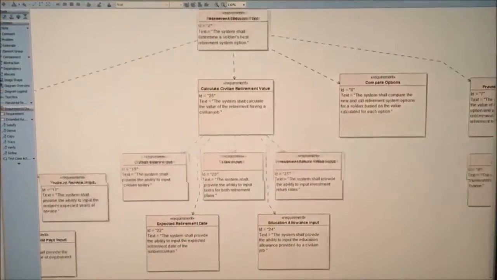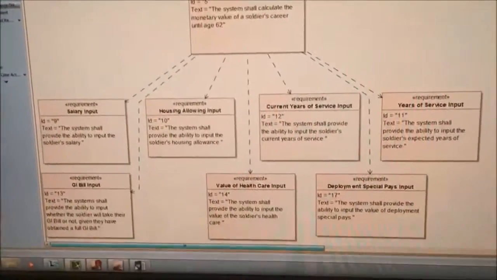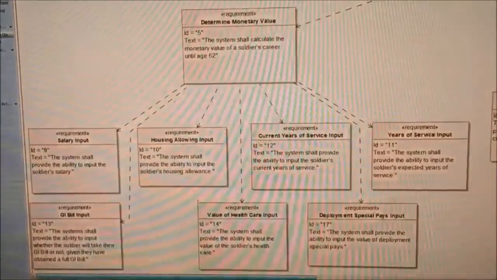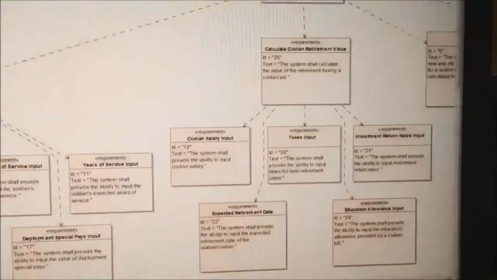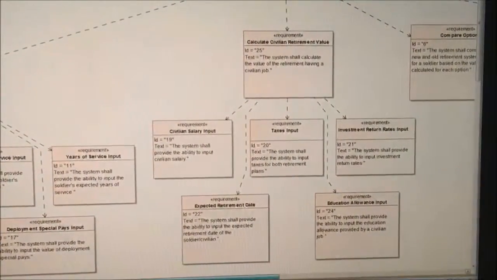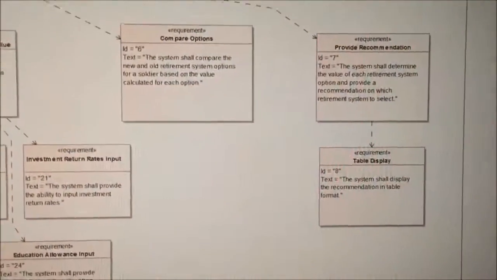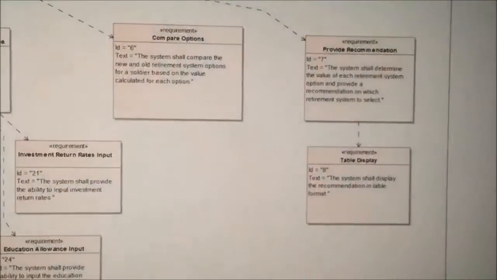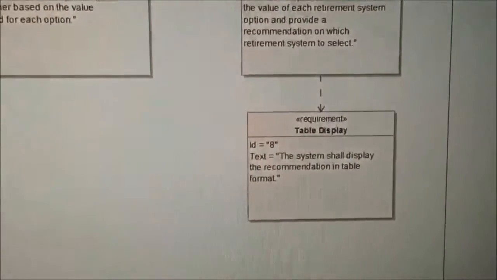Some of these requirements have inputs that are necessary to accomplish their objective. For example, in determining monetary value, the user must input years of service and salary. Next, for calculating the value of civilian retirement, the user needs to input their civilian salary and their expected retirement date. Finally, for providing a recommendation, this requirement must be accomplished by displaying the recommendation in a table.